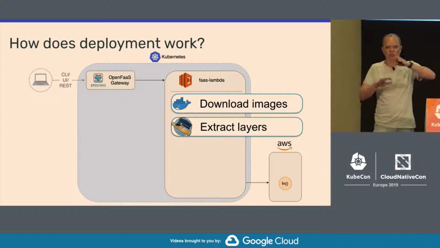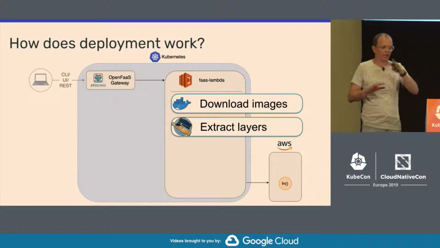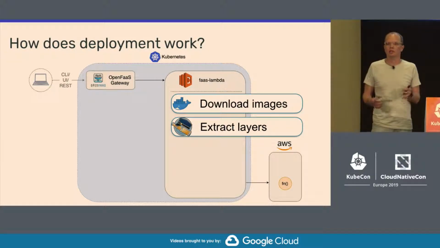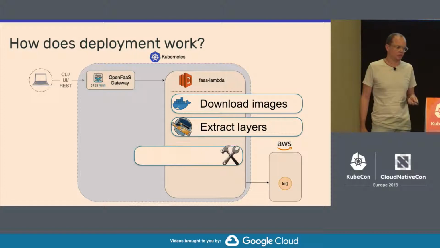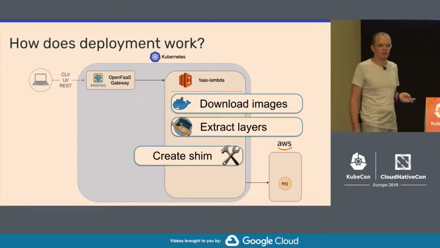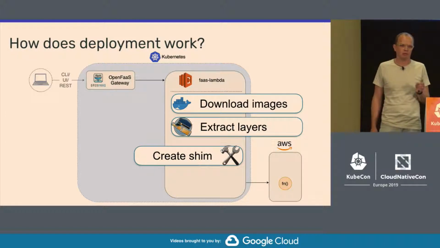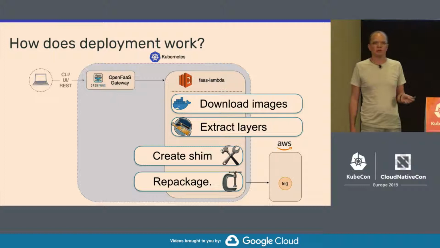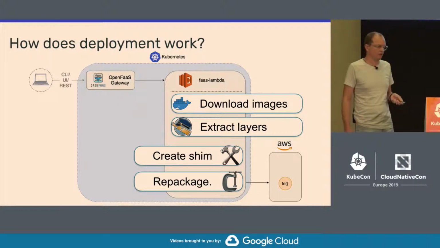It extracts all the layers of that image onto disk, because we need to reshuffle where vendor packages and function handlers are into a format that Amazon understands. OpenFaaS handlers have a slightly different look and feel to Lambda ones, so we inject a shim here. And then finally, we zip it up and send it back to AWS.